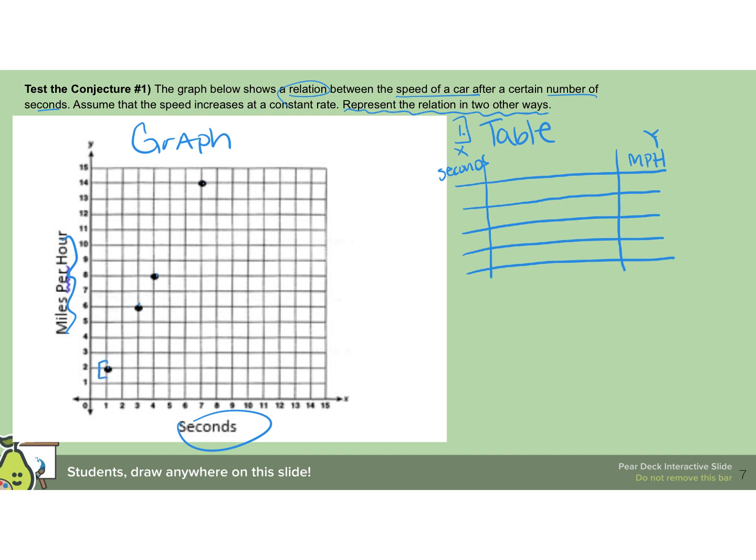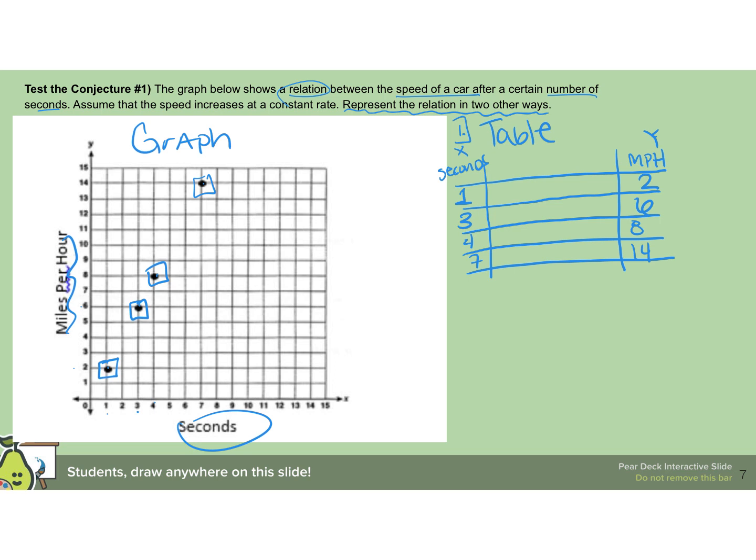So this first ordered pair here is at the point 1, 2. So my X is 1, my Y is 2. My second ordered pair is at the point 3, 6. My third ordered pair is at 4, 8. And then the last one is at 7, 14.